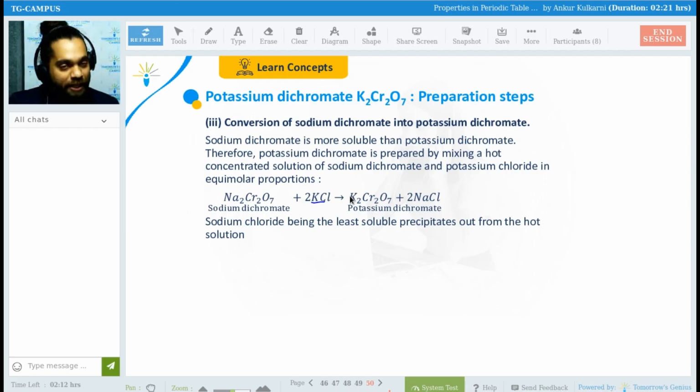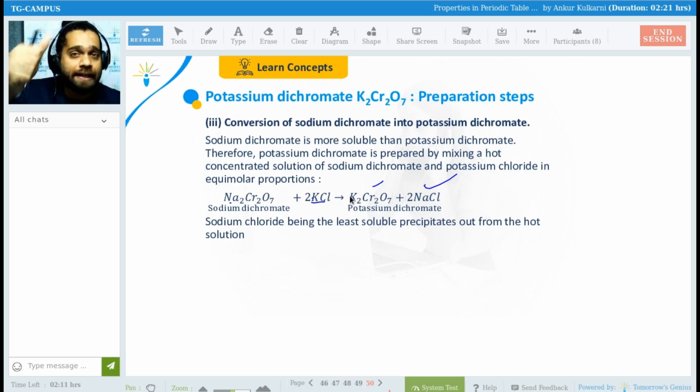Chlorine has more affinity towards sodium, obviously. So sodium will come out from there and go with chlorine, and you'll get sodium chloride. Now, a little bit of chemistry is remaining. So potassium does not have any other option. Potassium goes and sits with the dichromate, and this is how you get the potassium dichromate.